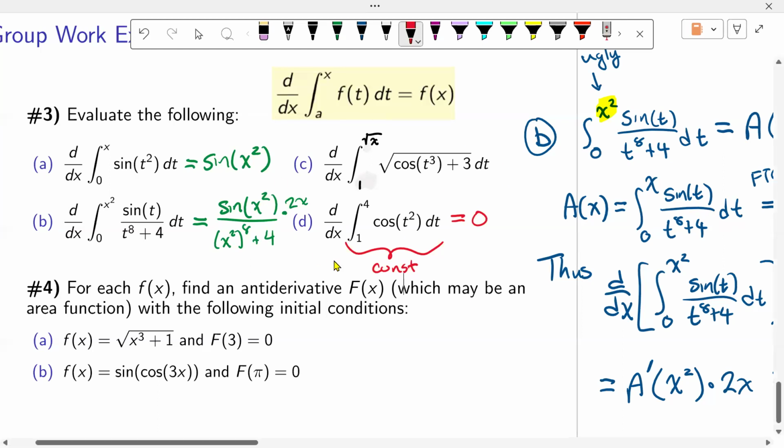So be aware of these problems. I'll usually sneak one of these on an exam. Some poor student will try to do the antiderivative of a function that you can't do the antiderivative of. So don't fall for that.